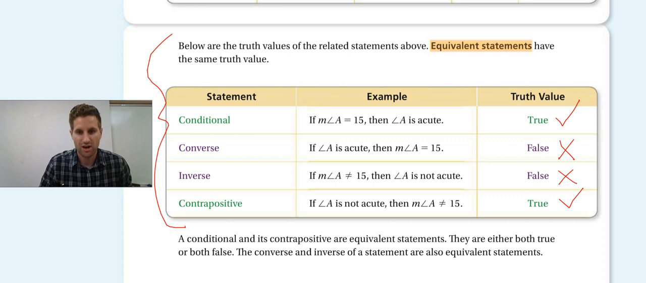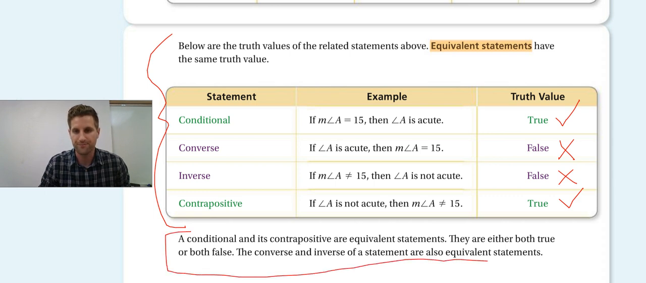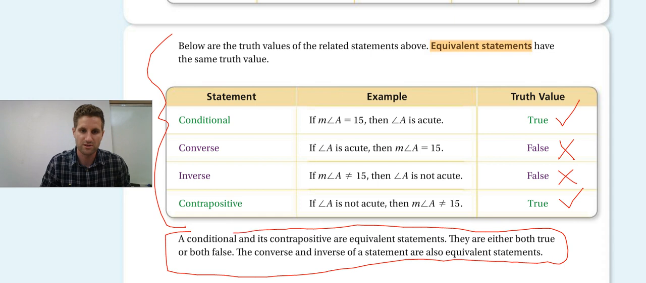A conditional and its contrapositive are equivalent statements. They are either both true or both false. Okay? The converse and the inverse of a statement are also equivalent statements. This here is good as gold. Because if the conditional is true, the contrapositive is true. If the conditional is false, the contrapositive is false. Every time. Same with the converse and the inverse. If the converse works, the inverse will work. If the converse doesn't work, the inverse will not work. They are equivalent statements. They have the same truth value.